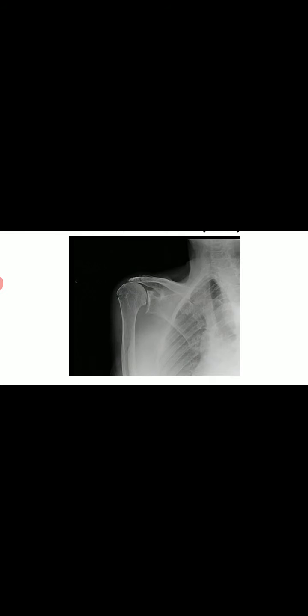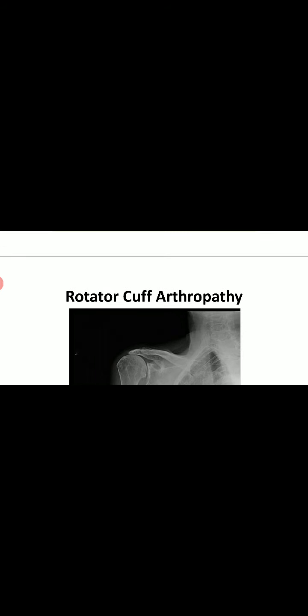And I have not touched many topics like Buford complex, SLAP tear, sublabral foramen, so many other things. I want to touch only the basics regarding the shoulder MRI.